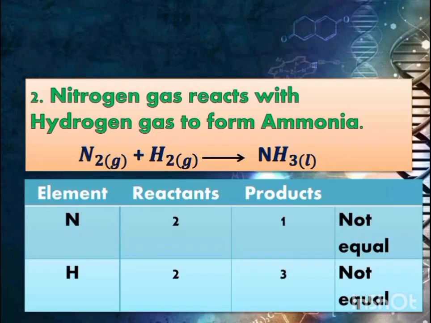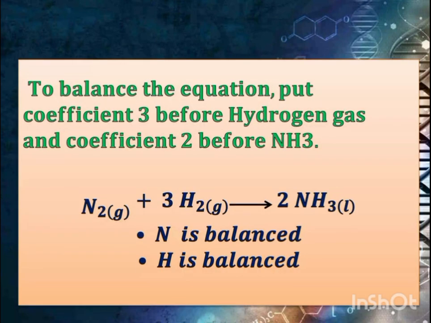So that's another way. Now the next one is the reaction of nitrogen gas with hydrogen to form ammonia, and it's a very famous reaction usually involved in the Haber's process. Let's see. The nitrogen atom. In the reactants we have two nitrogen atoms, so I write 2. In the product we have only 1, so I write 1. So it is not equal. Hydrogen here are 2 and here 3 hydrogens are present, so it is also not equal. So we are going to balance both the sides.